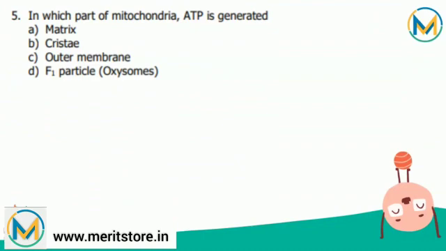Moving towards the last question. In which part of mitochondria is ATP generated? Matrix, cristae, outer membrane, or F1 particle called oxysomes. The F1 particle or oxysomes located on the inner mitochondrial membrane allow passage of electrons from the perimitochondrial space to the matrix and carry on ATP synthesis using the difference in free energy during transport of protons along the electrochemical gradient. So the correct answer for this question, where the ATP is generated, is F1 particle or oxysomes. Option B.